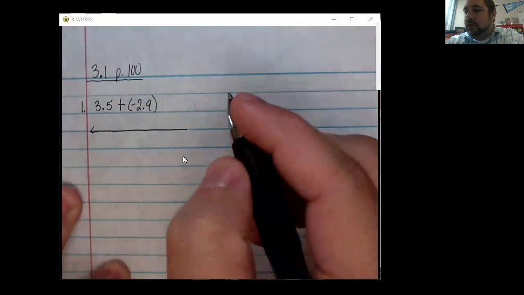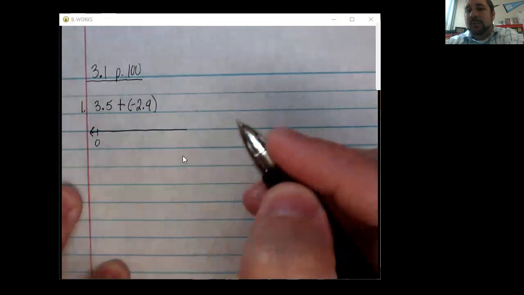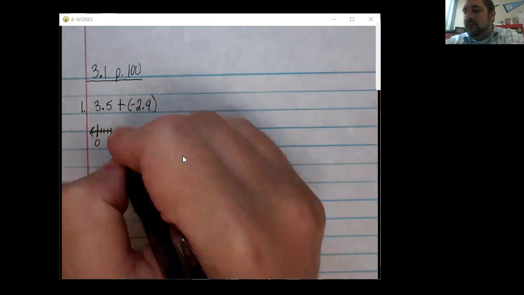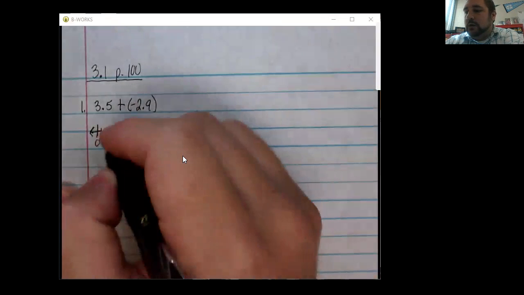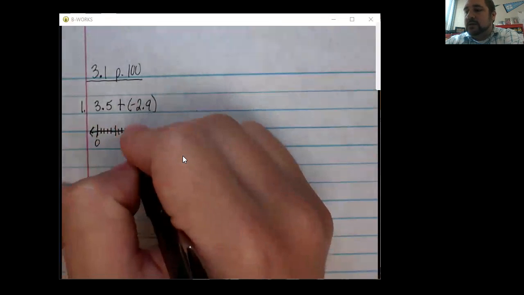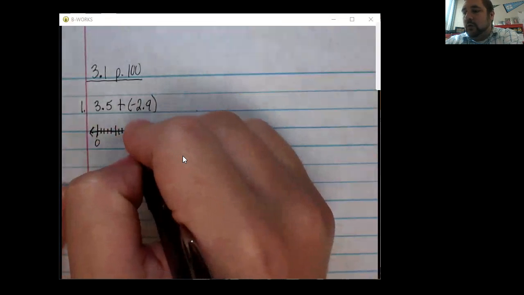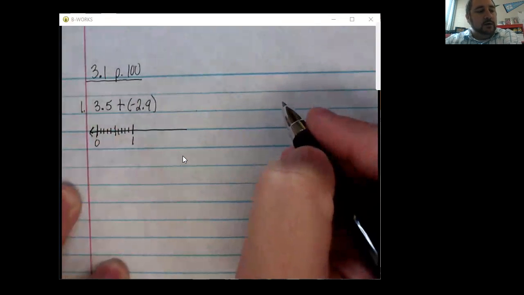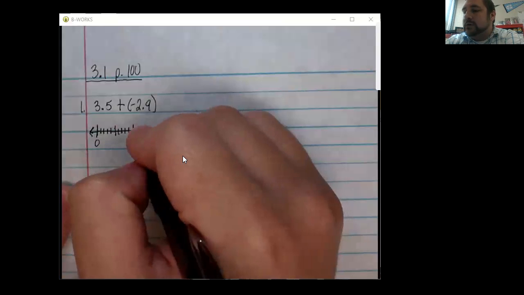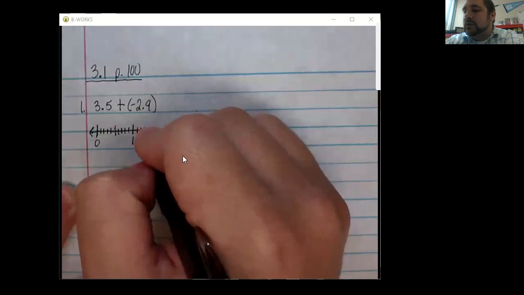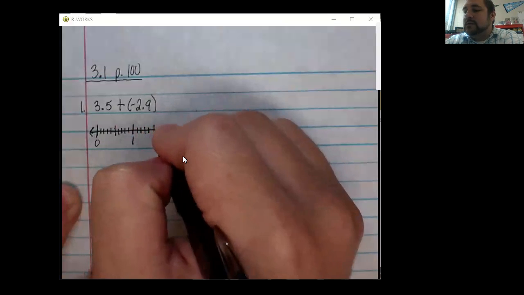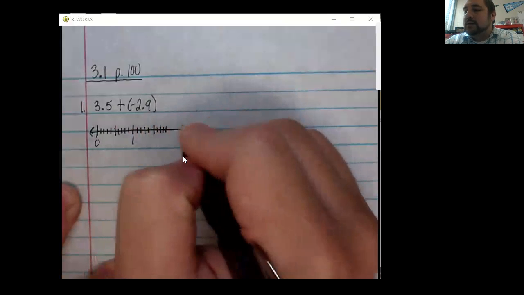And we're going to start at 0, and we're going to count by tenths. So for example, 1/10, 2/10, 3/10, 4/10, and 5/10. Then we'll keep going, 6/10, 7/10, 8/10, 9/10, and 10/10 is 1 whole. So that's how we're going to number our number line. Okay, we're going to do that all the way to 5. So 1 1/10, 1 2/10, 1 3/10, and so on up through 1 9/10.